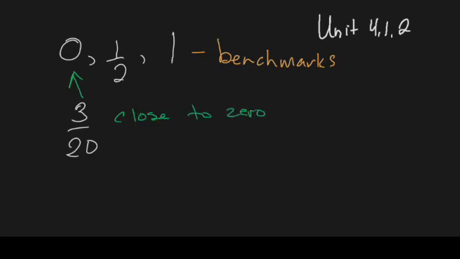If we look at the fraction 11/20, we're going to realize that this fraction is going to be close to 1/2 because the numerator is approximately half of the denominator. And finally, the fraction 19/20. And we're going to say this is very close to 1 because the numerator is very close to the denominator.